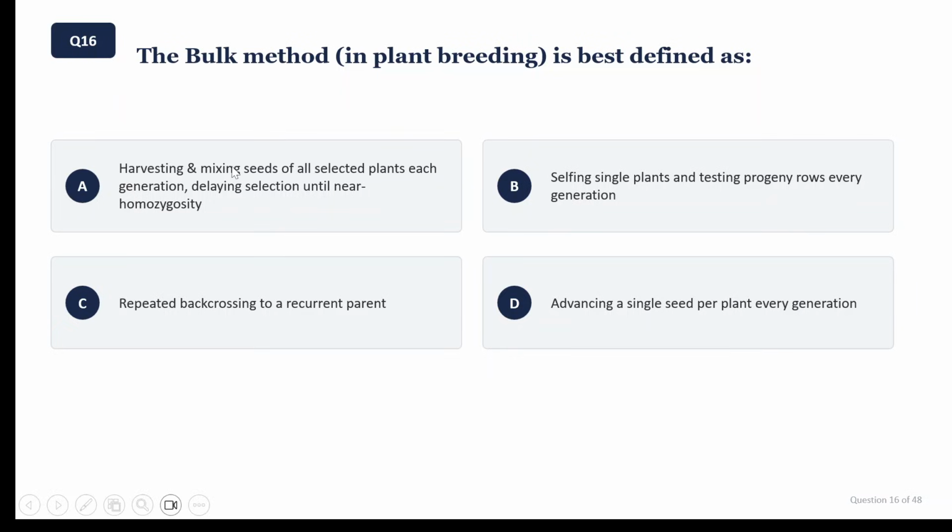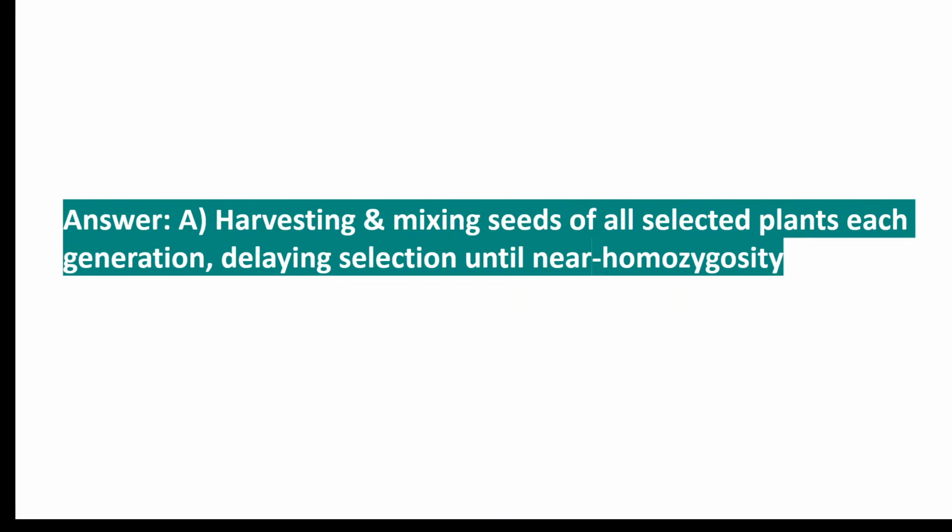The bulk method in plant breeding is best defined as... From common sense, you can choose one option, and which one? I think option A will be right. Yes, harvesting and mixing seeds of all selected plants each generation, delaying selection until homozygosity.